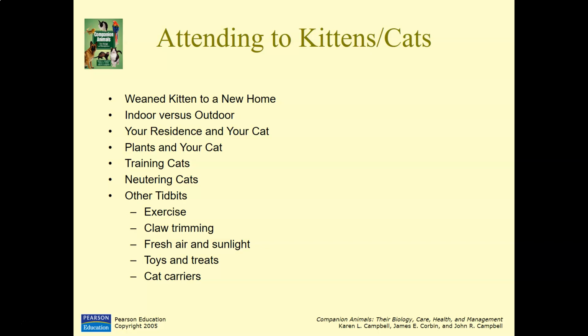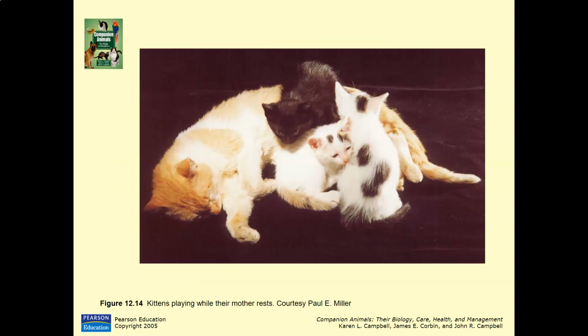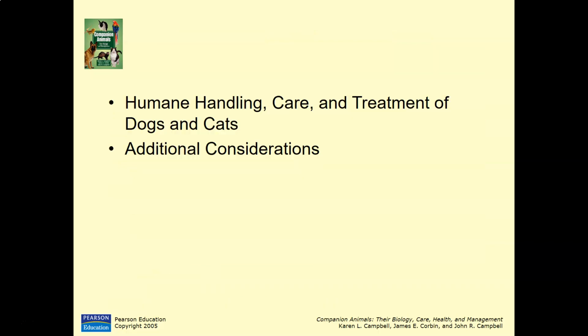Then there are other management tidbits talked about here: what kind of exercise, whether you're going to trim their claws, and giving them fresh air and sunlight, which is important. They really enjoy that. Toys and treats, cat carriers, not all cats like that, so plan ahead. This is just kittens playing while their mother is resting. And lastly, this is the last little page in your chapter, about different laws on humane handling, care, and treatment of dogs and cats.